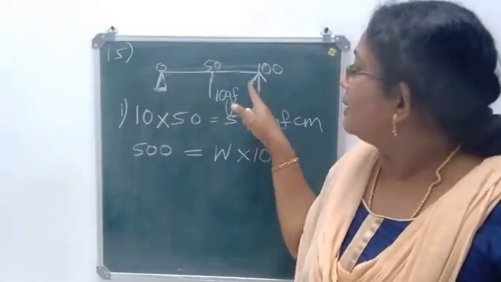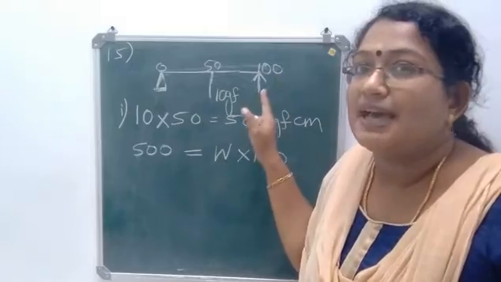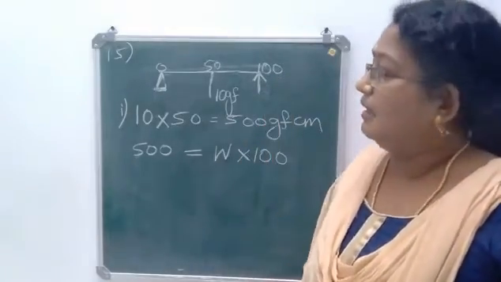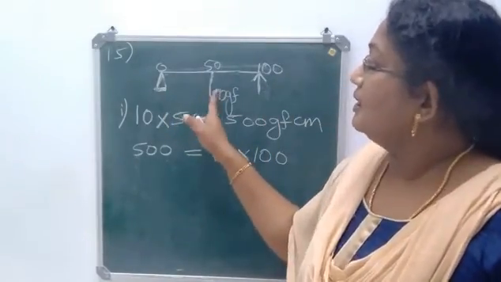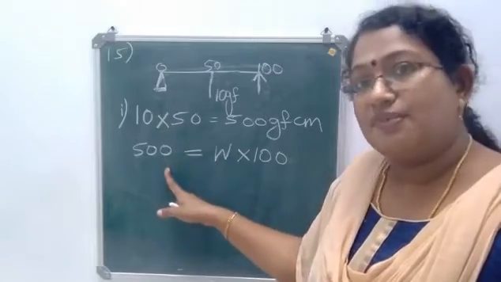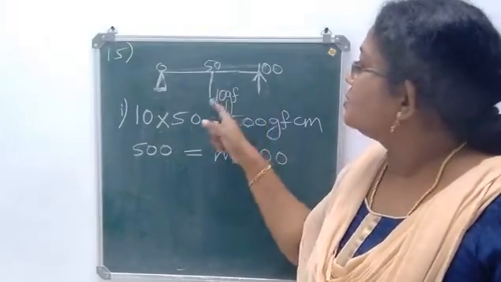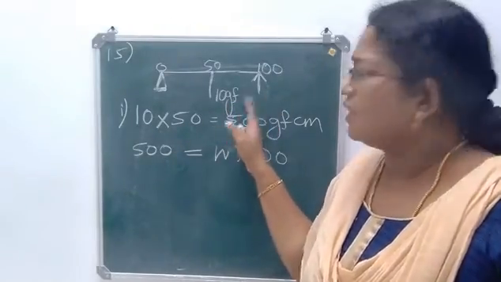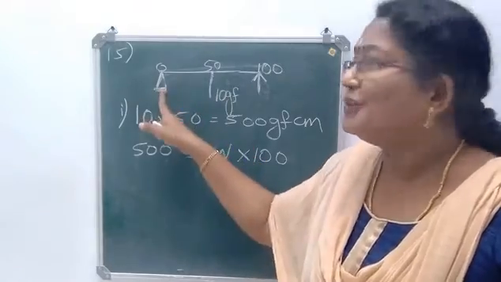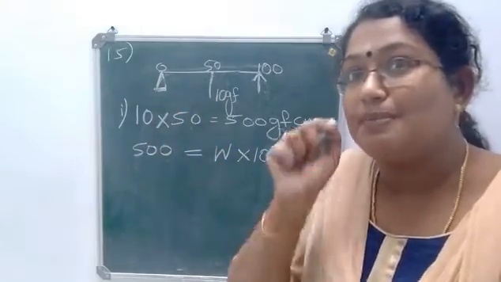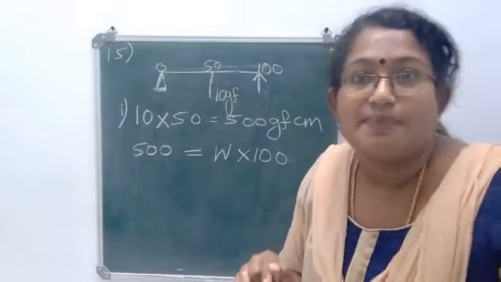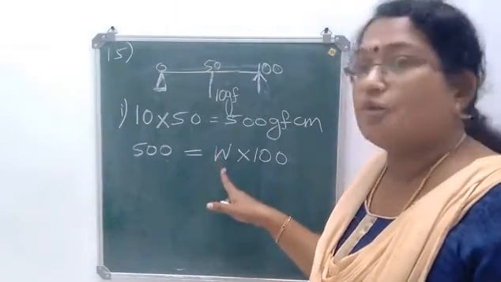That is why we are applying the force at 100 centimeter. So first, 10 into 50, already we have 500. Then the next one, this distance, not this distance, sorry, 100 to the pivot. Always the distance will be between the pivot and the point of application of force. We don't know how much is the weight.